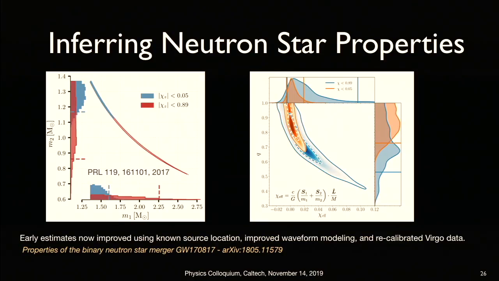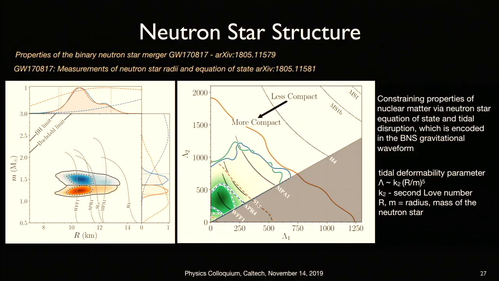On our end, we have learned how to infer neutron star properties by doing a parameter estimation campaign to extract things like the joint distribution for M1 versus M2, so the masses of the two neutron stars, measuring the spin versus the q, which is the ratio of M1 versus M2, and then go after neutron star structure itself.